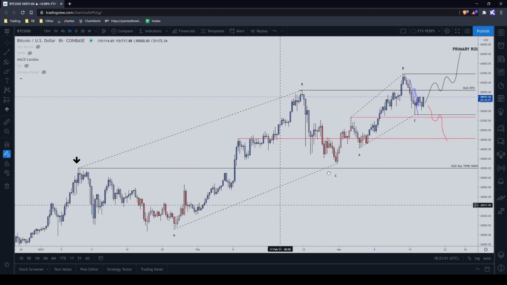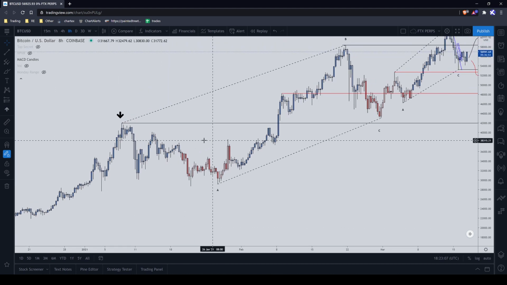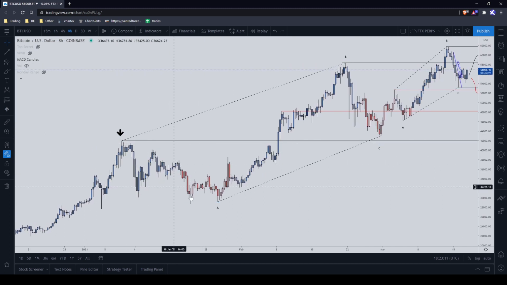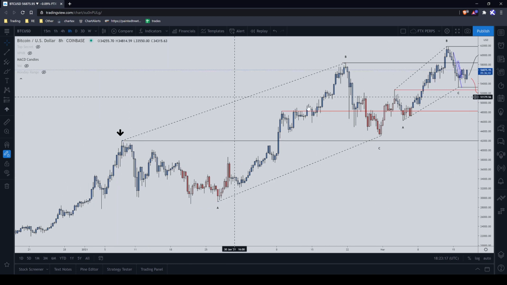We're going to start on Bitcoin as normal. So we had a move up here, right? Formed a new all-time high at 42,000, and we had a nice little retrace after that. I believe this move down was just an A wave of a large running flat structure here.